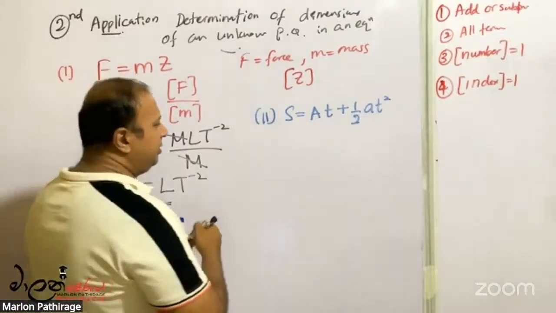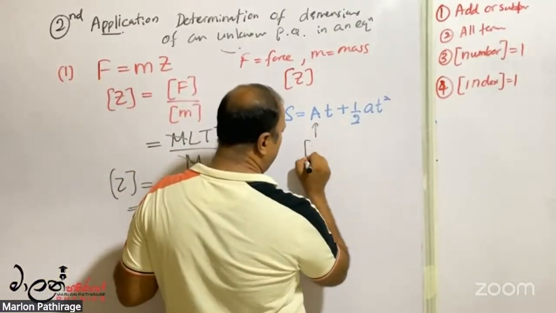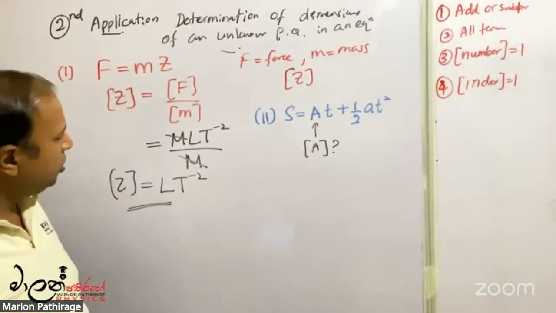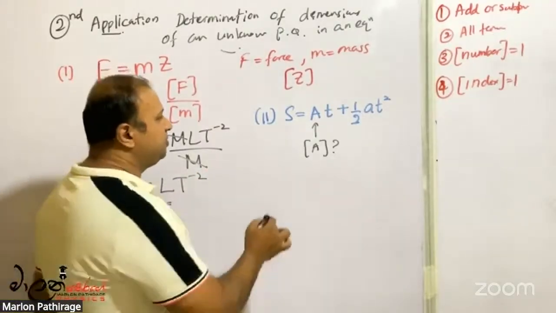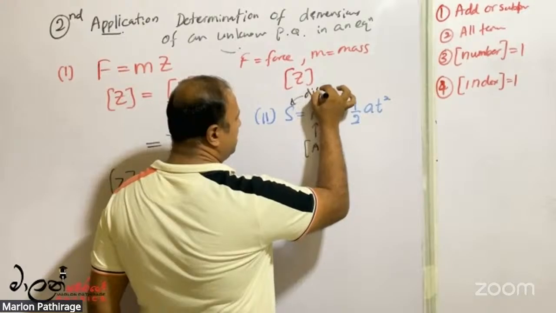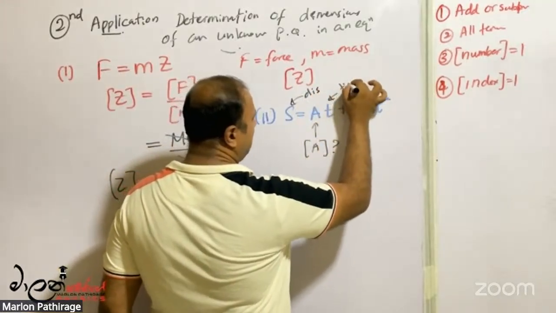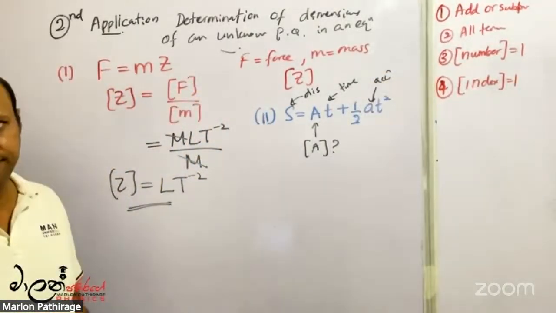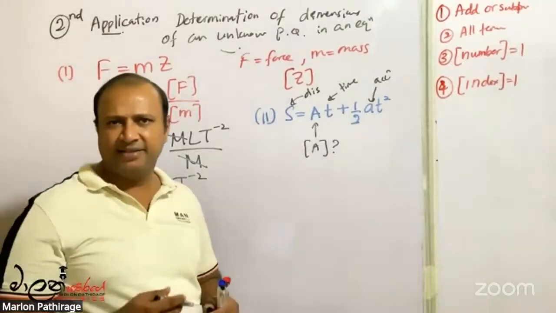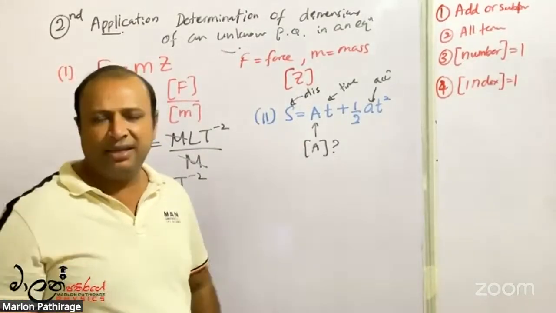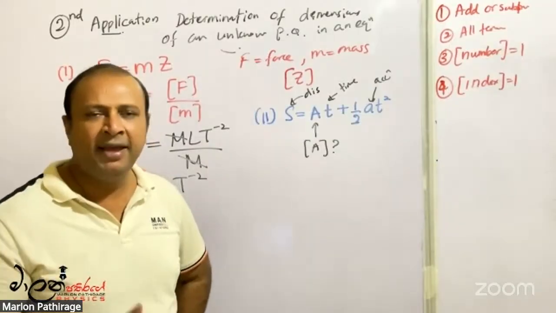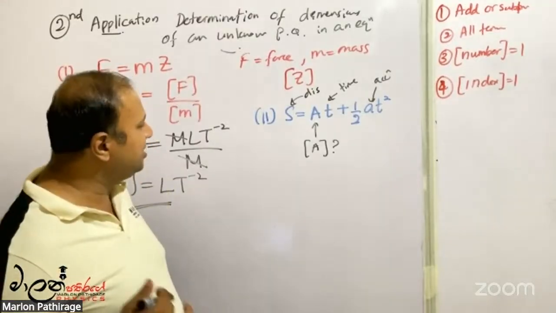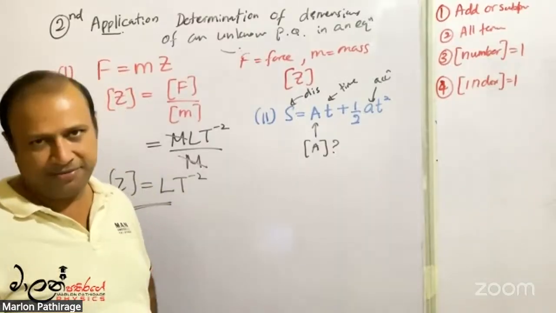You need to determine the dimension of A. You need to determine the dimension of B. This is the question. You are given S as displacement, T as time, and this one as acceleration. And you need to determine it. So in that case, you cannot subject A, because you are not finding the value of A. Therefore, subjecting A is not a correct way to determine the dimension.